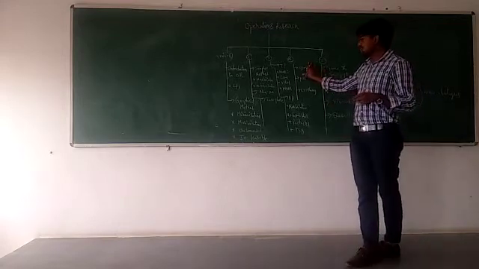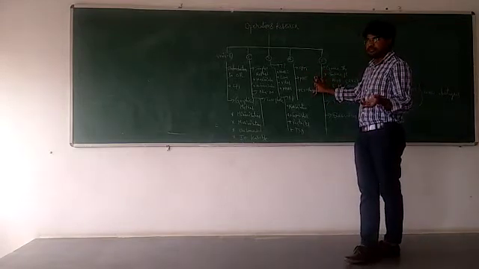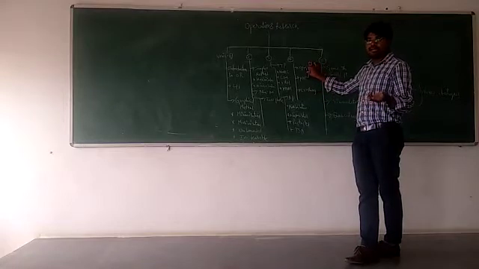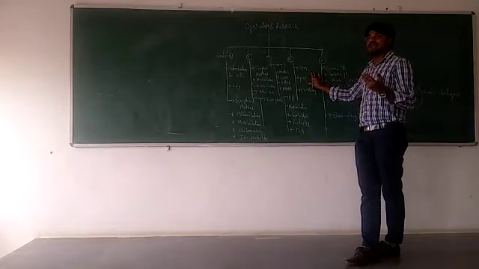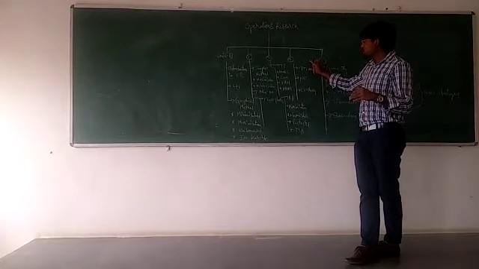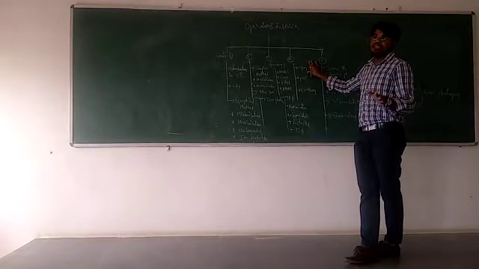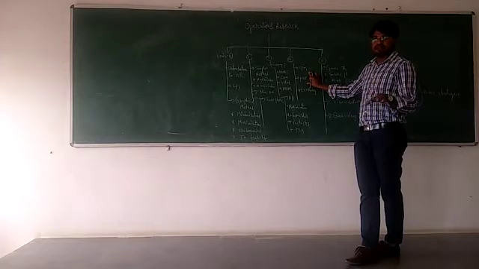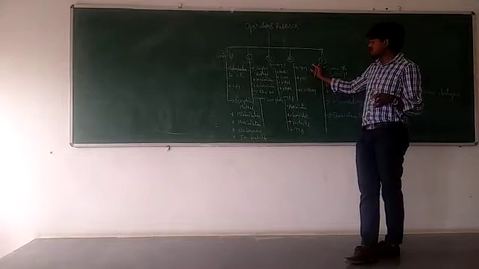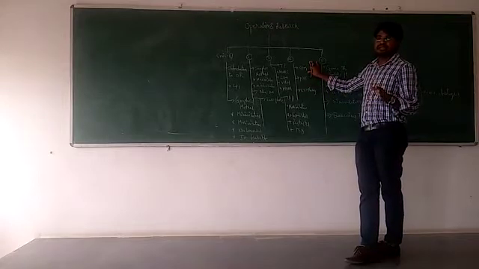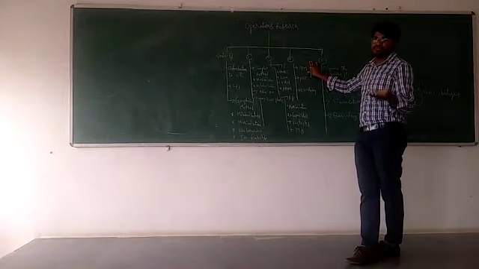Coming to unit 4, network analysis. In network analysis, we have 3 methods: CPM, critical path method, and PERT, program evaluation and review technique. CPM is deterministic and PERT is probabilistic. The difference between probabilistic and deterministic is that in the deterministic case, the time duration values are known values.